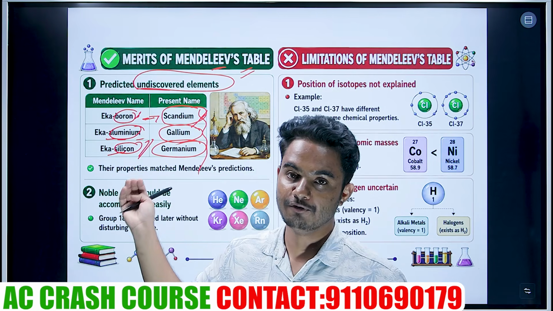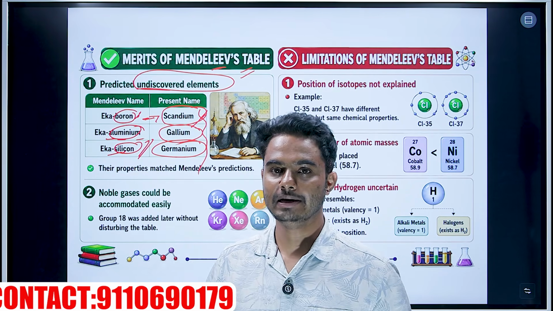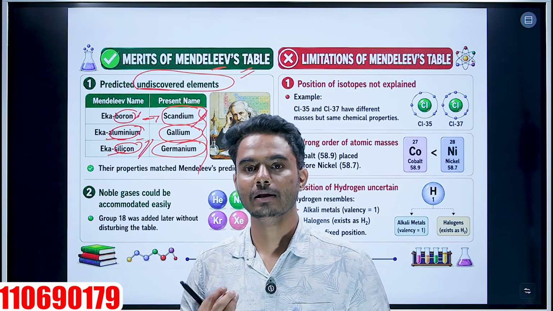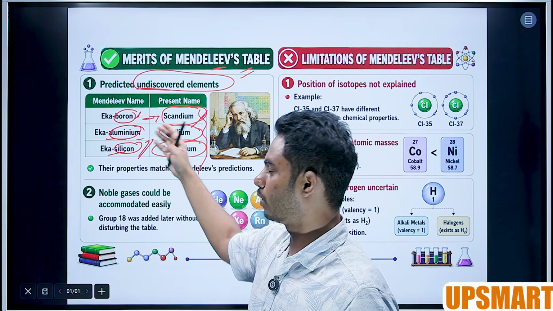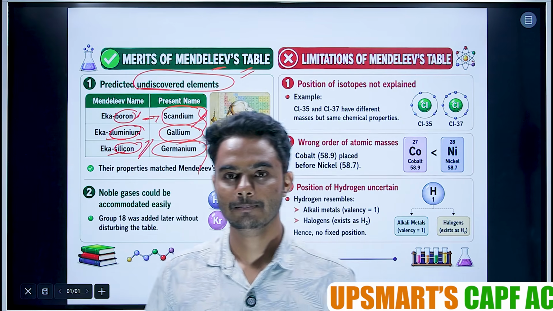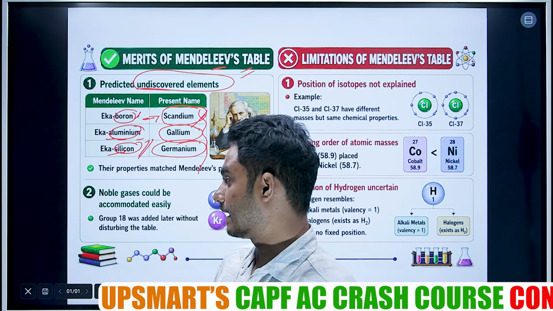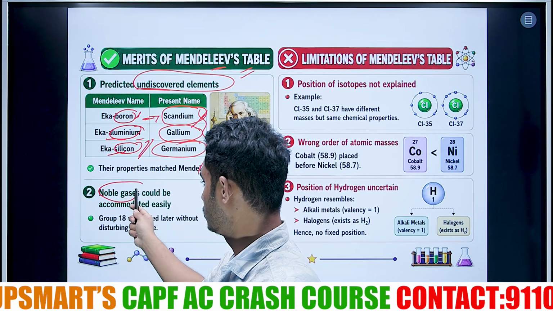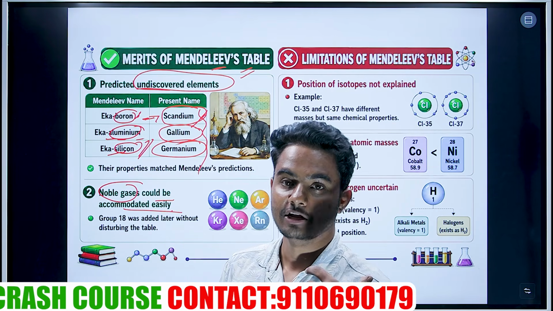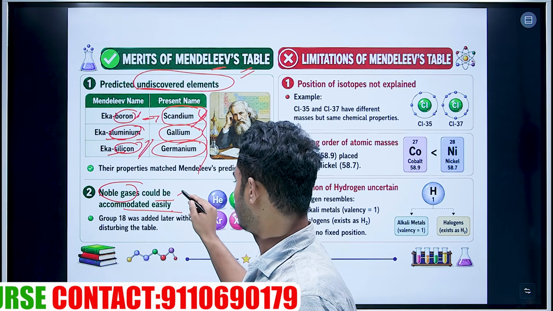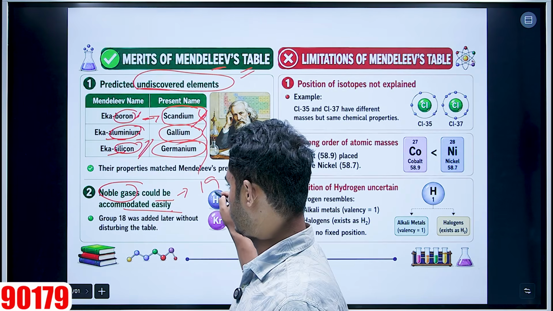Okay. Before Mendeleev, people assumed all these are similar in nature. They neglected the slight difference in the properties of boron and scandium, aluminum and gallium, silicon and germanium. Easy. This was one of the major advantages. Second thing, noble gases. Noble gases could be accommodated easily. In which group? Group 17 or 18. It is group 18, not 17.